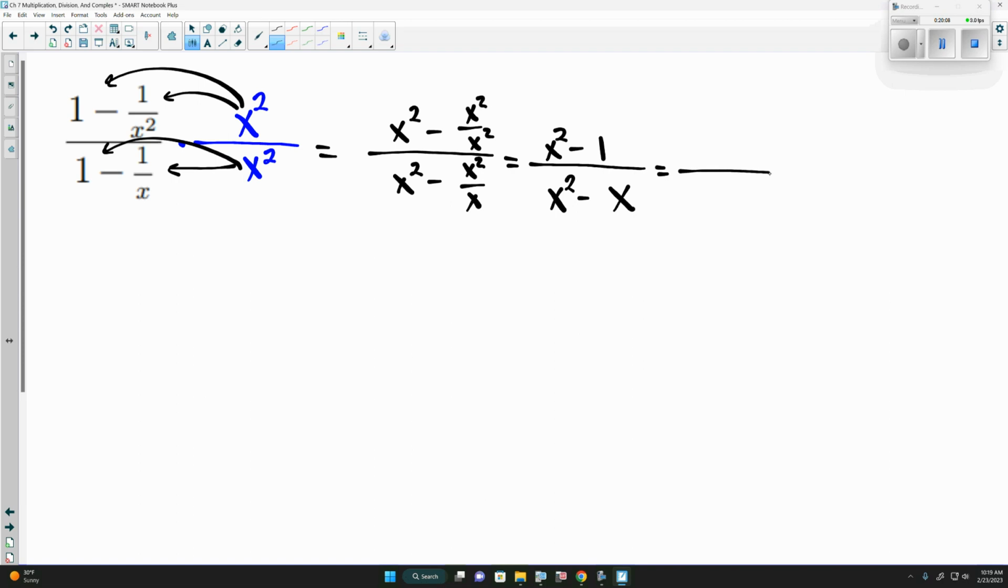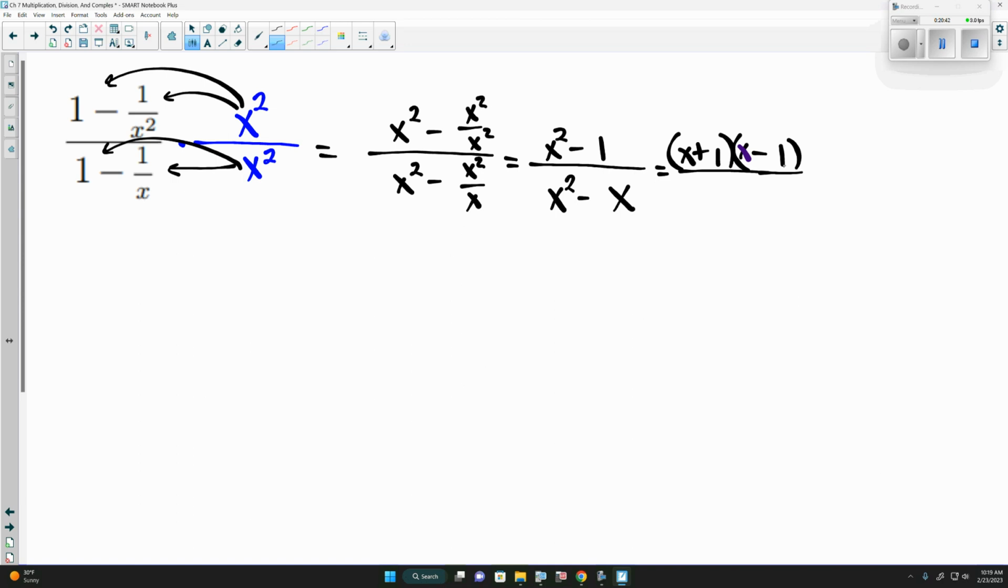Now this would be the end as long as the numerator and denominator don't factor and or don't have anything in common. However, x squared minus 1 is what? Difference of perfect squares, yes? Because factors of x squared are x and x. What times itself is 1? 1. So it gives us x plus 1 times x minus 1.